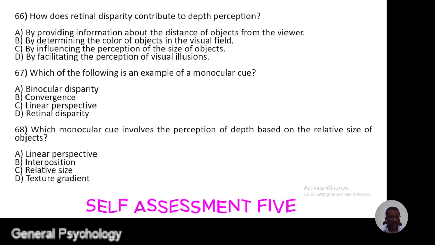Question 67. Which of the following is an example of monocular cue? A. Binocular disparity. B. Convergence. C. Linear perspective. D. Retinal disparity. Question 68. Which monocular cue involves the perception of depth based on the relative size of objects? A. Linear perspective. B. Interposition. C. Relative size. D. Texture gradient.